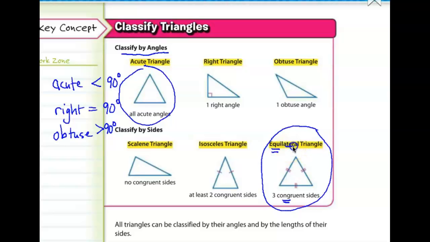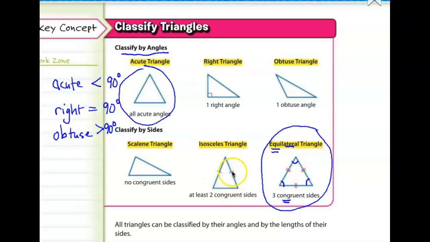The word lateral means side. What do you think the word equal means? I don't know. Equal? So an equilateral triangle has all three congruent sides. And it just so happens that if all three sides are equal, then all three angles are also going to be equal. Okay, so this is an acute triangle. It's also equilateral. This is an acute triangle. It's also equilateral.